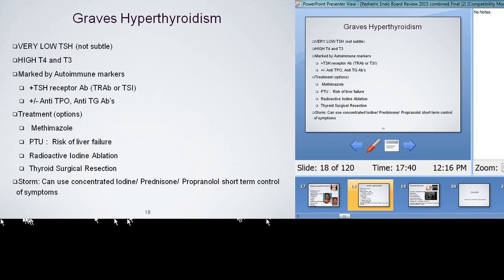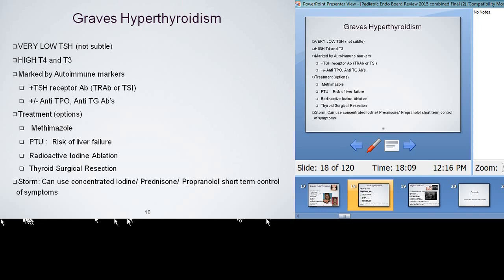Alright, so Graves' disease, the low TSH is usually not subtle. It's really, really suppressed. You have high T4, low TSH. You're going to get autoimmune markers, so we'll have the TSH receptor antibodies, or the thyroid stimulating immunoglobulin, as they're also called. We'll see that in those patients. You could also have anti-TPO, anti-thyroid peroxidase antibodies, or anti-thyroglobulin antibodies in those patients.